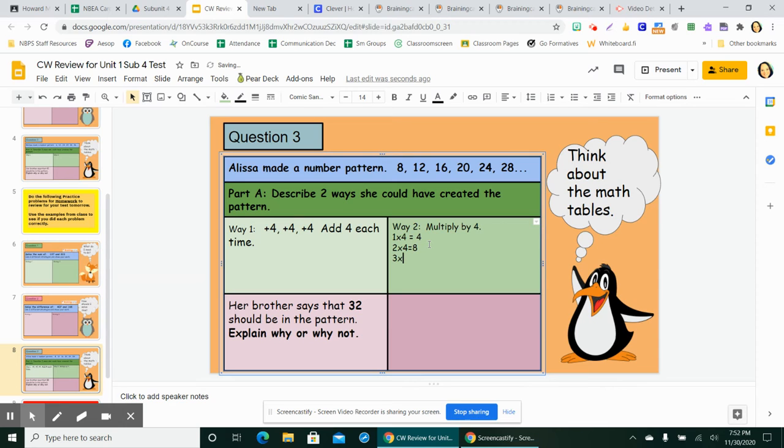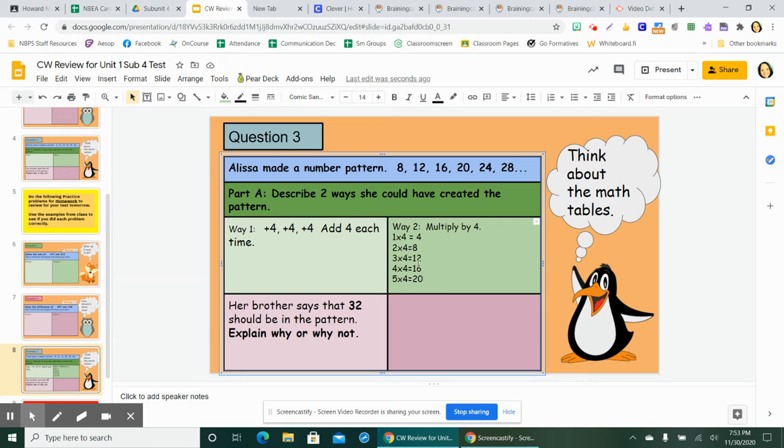3 times 4 equals 12. 4 times 4 equals 16. So maybe you see my pattern here. 5 times 4 equals 20. So I could continue.